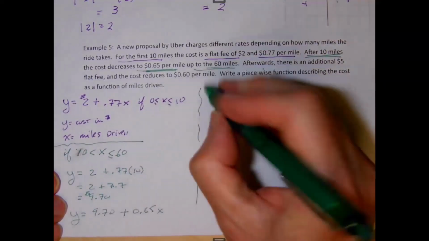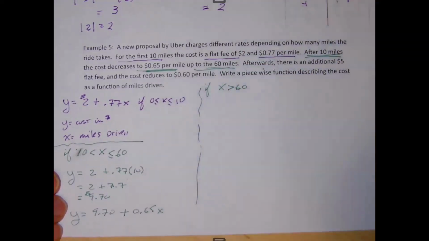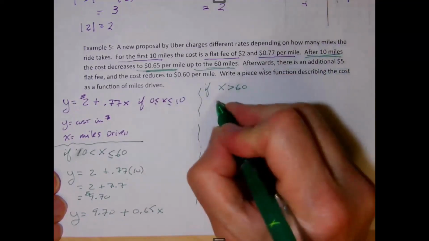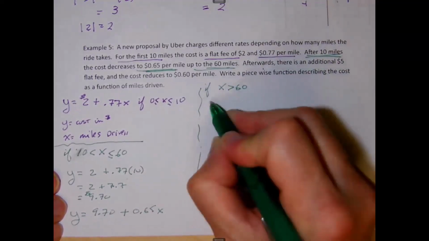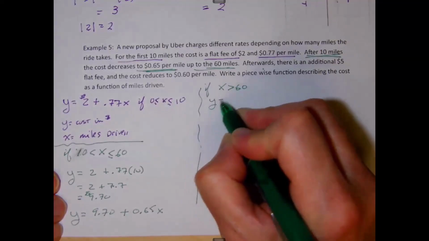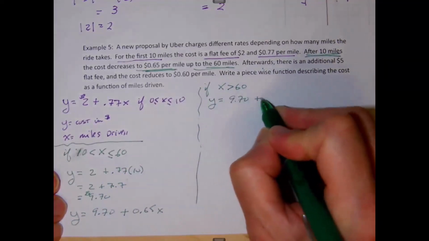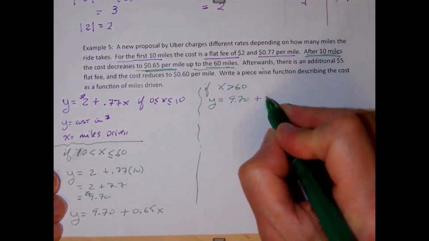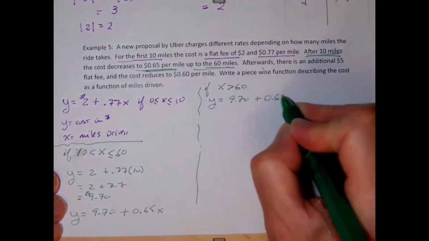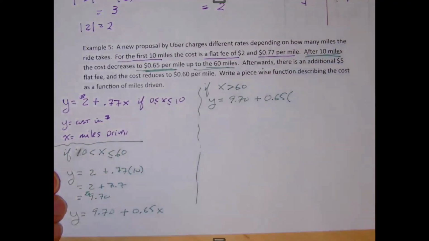After 60, if x is greater than 60, how do we describe this? First of all, let's figure out how much we've driven, how much does it cost to have driven this far. So we've got 970 plus 0.65. And now notice what I need to do.